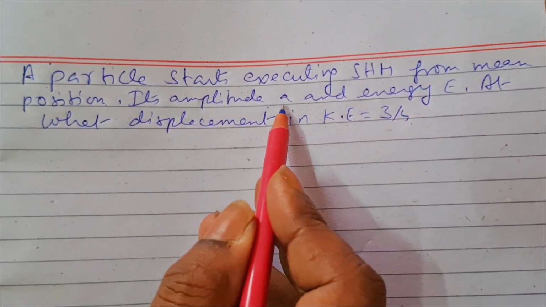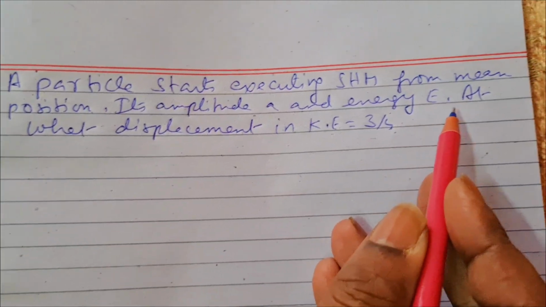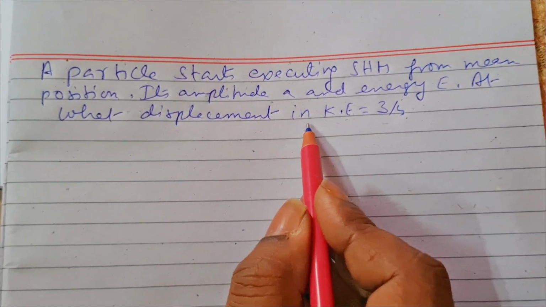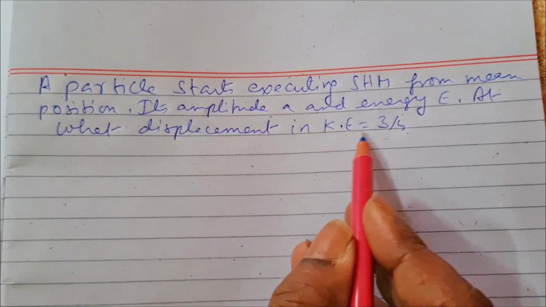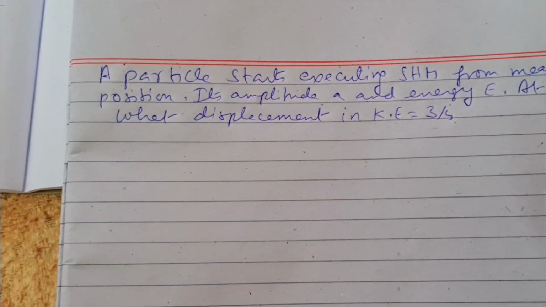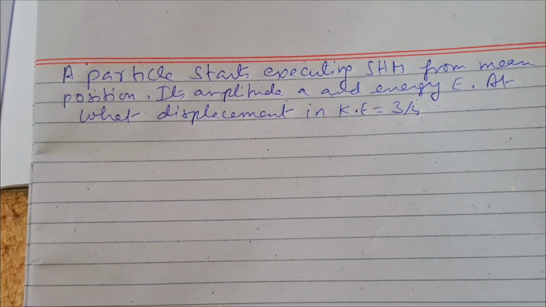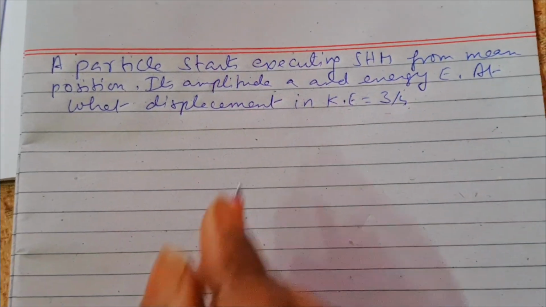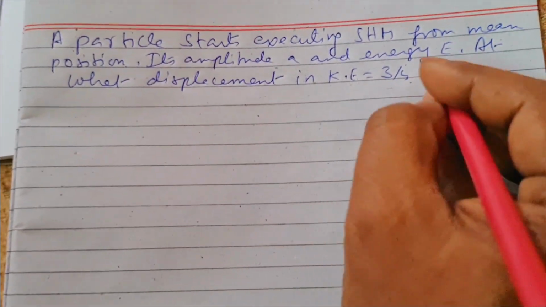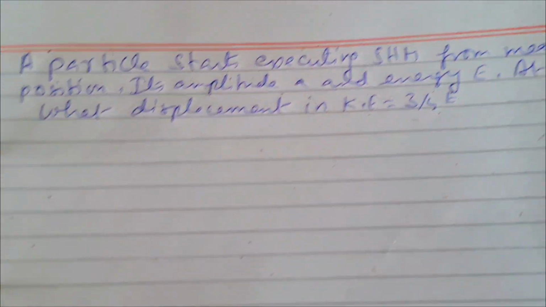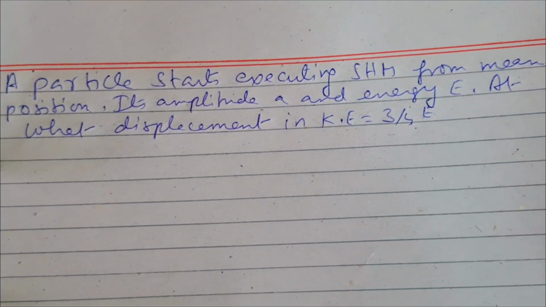Students, next problem. A particle starts executing SHM from mean position. Its amplitude is A and energy E. At what displacement will the kinetic energy, that is KE, be equal to 3 by 4 of E? What is the displacement? Kinetic energy will be 3/4 of E.